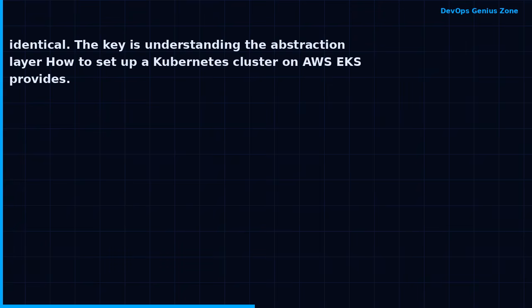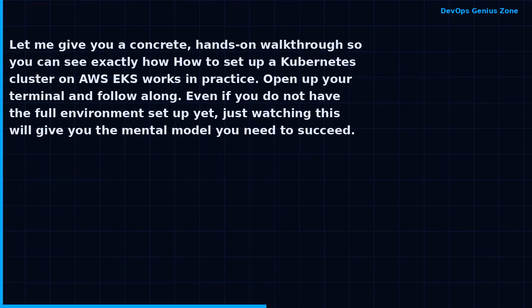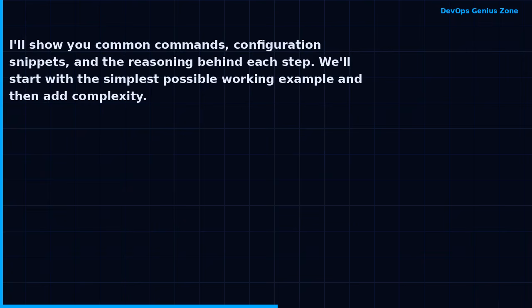If you're running on premises, tools like OpenStack or VMware can integrate similarly, though the patterns remain identical. The key is understanding the abstraction layer that how to set up a Kubernetes cluster on AWS EKS provides. Let me give you a concrete, hands-on walkthrough so you can see exactly how setting up a Kubernetes cluster on AWS EKS works in practice.